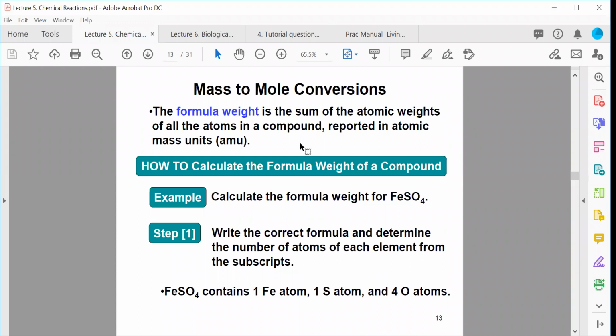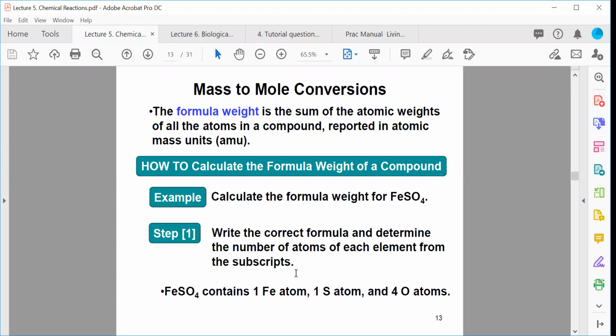All right, so let's look at how to calculate the formula weight of a compound. Calculate the formula weight for this compound here. Write out the correct formula, which we already have in front of us, and determine the number of atoms of each element from the subscripts. So if we look at this particular compound, it contains 1 iron atom, 1 sulfur, and 4 oxygen atoms.